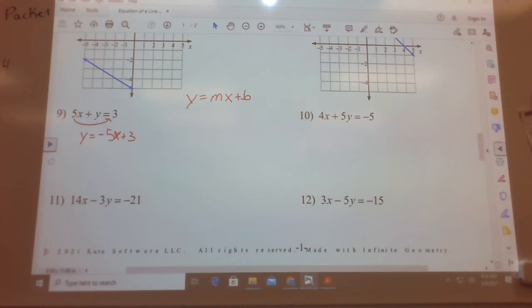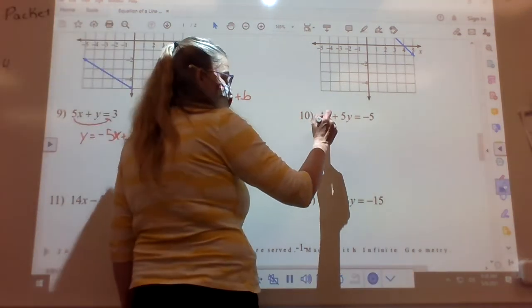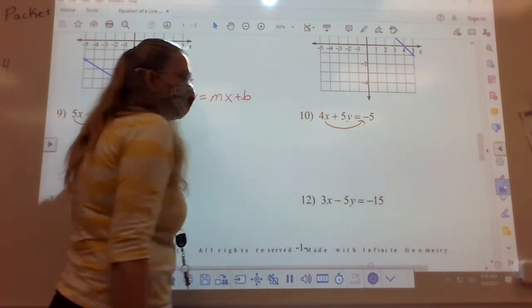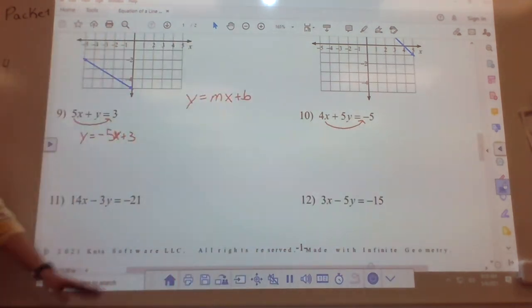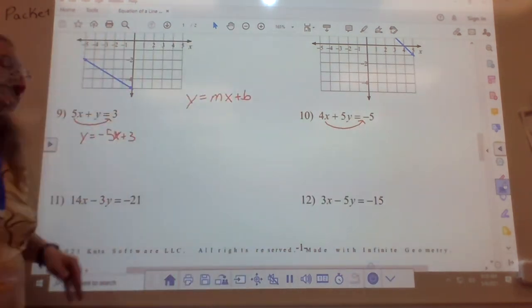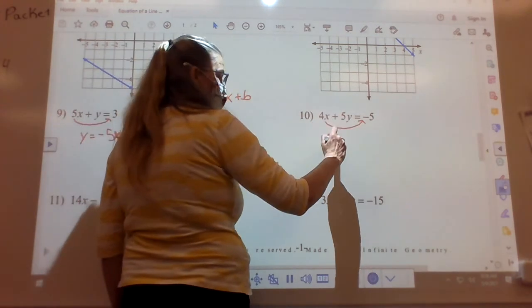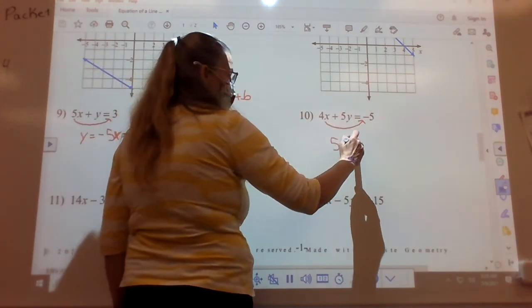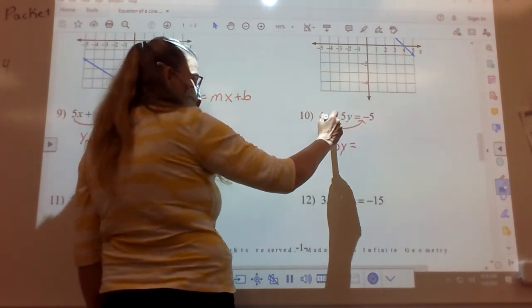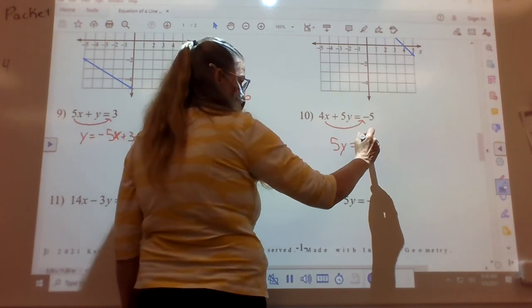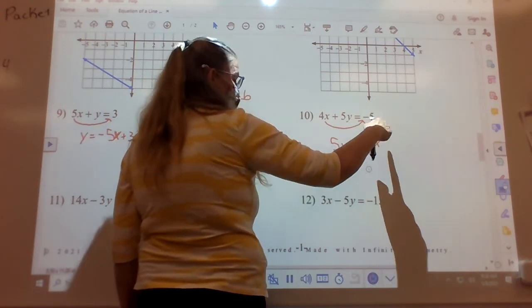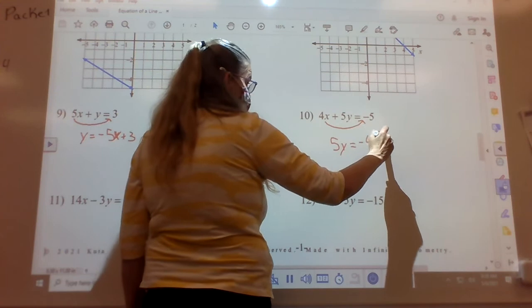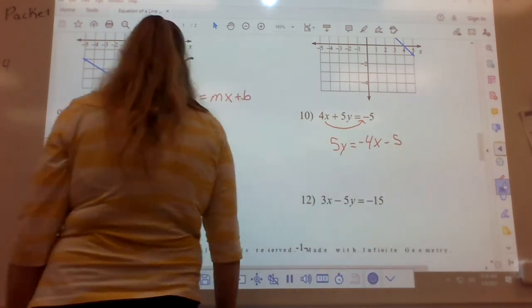So 10, same thing. I want to move the x to where it belongs. So I'm going to move it to just behind the equals, because I want it to look like this. So I have a 5y equals the 4x is going to become negative 4x. Don't lose that negative. The negative 5 is still there, so I put negative 5.